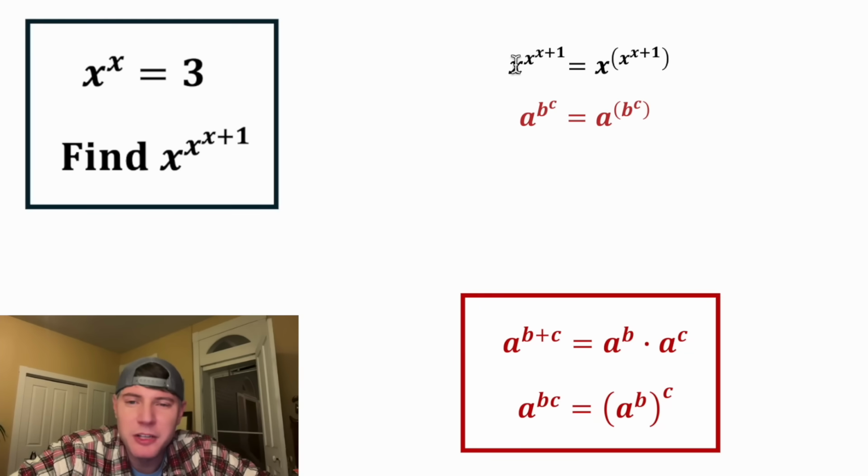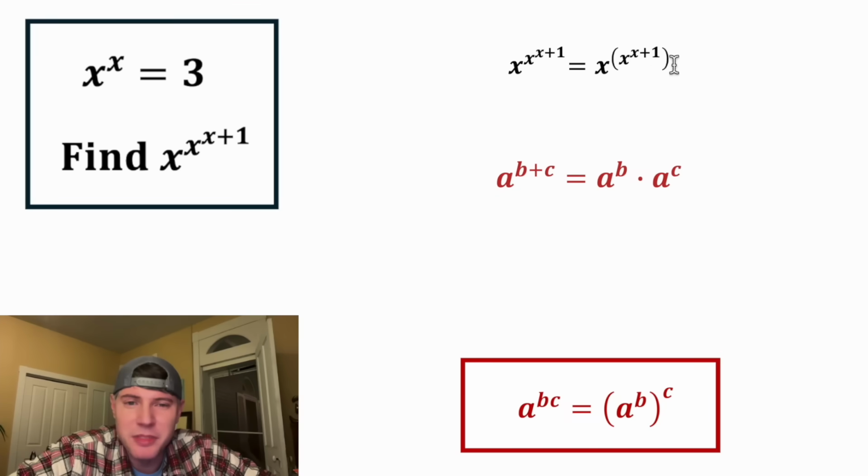So we don't evaluate the x to the x first, we evaluate the top first and then go down. So then using these notes, we can clean up this upper part of the power tower, the stuff inside of the parentheses. Anytime you have a to the power of b plus c, that's going to be equal to a to the power of b times a to the power of c. So for the x to the power of x plus 1, that's going to equal x to the power of x times x to the power of 1.